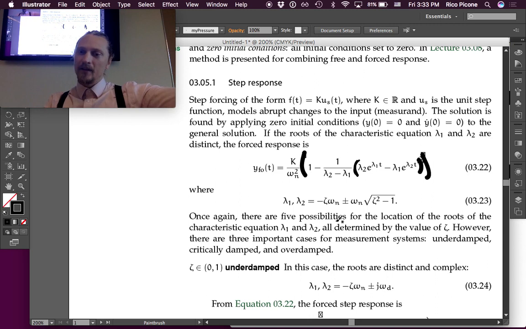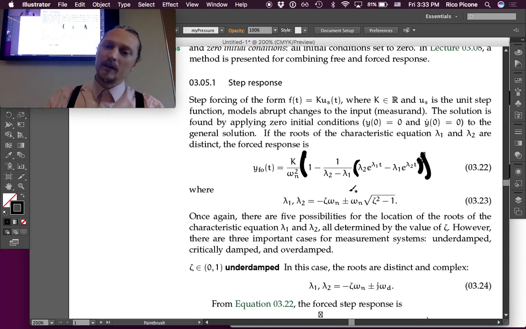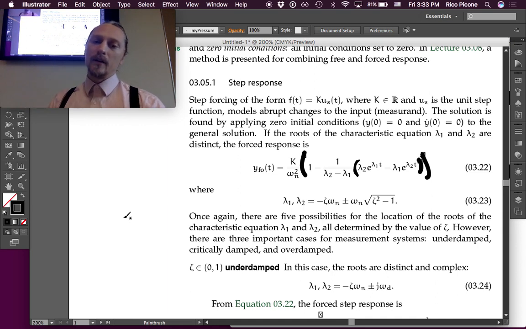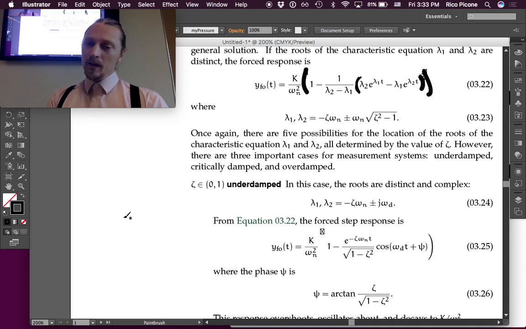Once again, here are our lambdas, our roots of the characteristic equation. Once again, there are 5 possibilities for the locations of the roots of the characteristic equation, lambda 1 and lambda 2, all determined by the value of zeta. However, there are 3 important cases for measurement systems, as we found last time: underdamped, critically damped, and overdamped. So those are the 3 we'll consider.